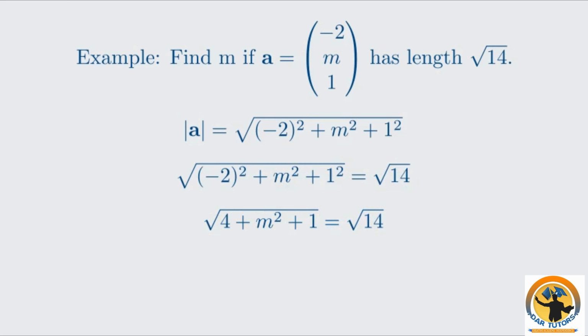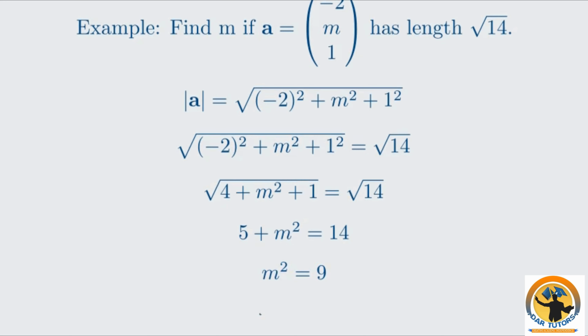To solve for m, we can square both sides of the equation. This removes the square roots, leaving us with 5 plus m squared equals 14. Subtracting 5 from both sides gives m squared equals 9. Finally, taking the square root of both sides, we find that m can be either 3 or -3. Both of these values would result in a vector with a magnitude of the square root of 14.